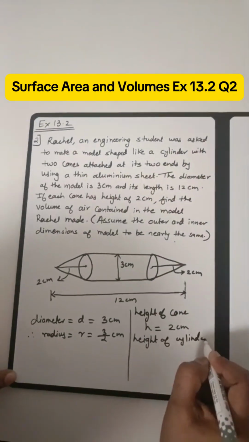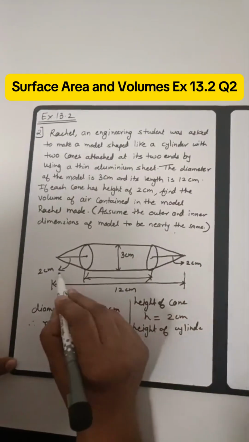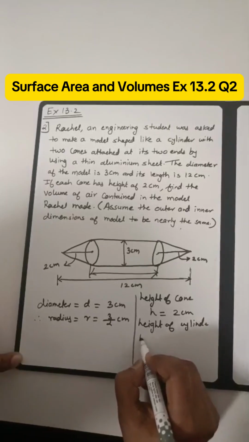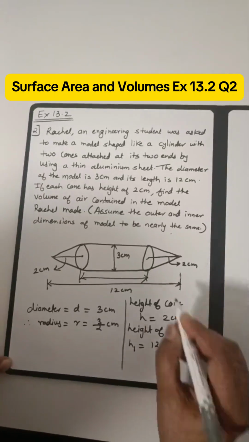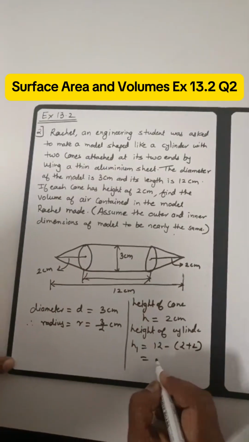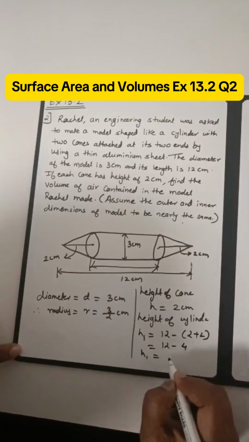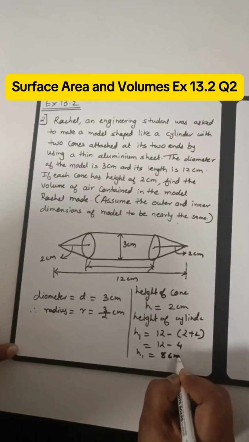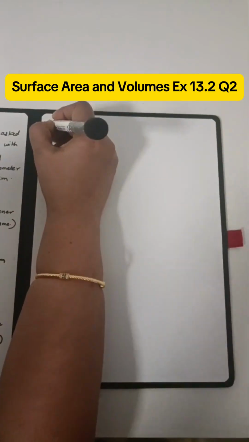height of cylinder. Now you can see this is your height. Okay, so from 12 you subtract this 2 and this 2, let it be h1. So it will be 12 minus this 2 plus 2. These two heights and these two heights will be subtracted. So 12 minus 2 plus 2, 4. You will get h1 is equal to 8 centimeter. Okay, so now let's find the volume contained inside this shape.